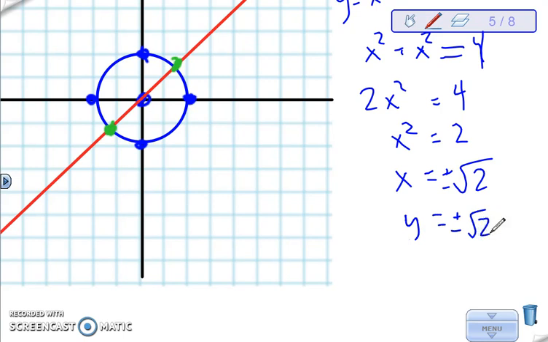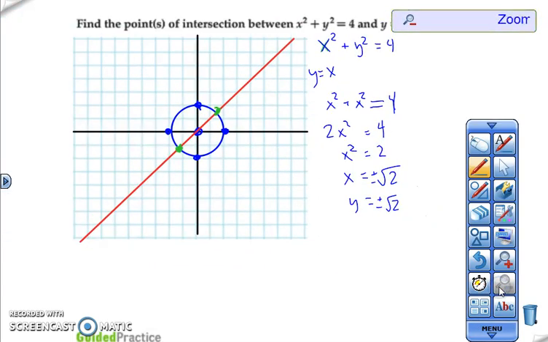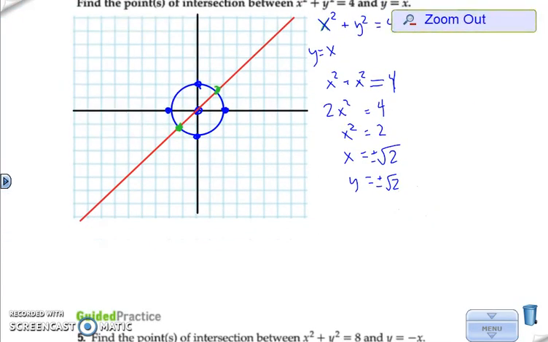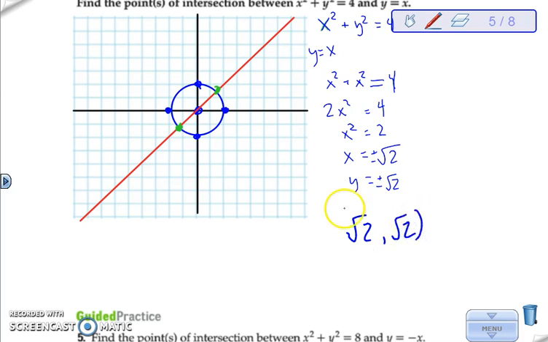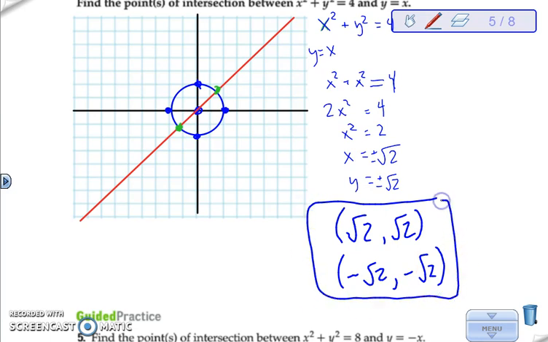And so now all we have to do is go back to our graph and figure out the exact coordinates of each spot. So if I notice the point in the upper right corner, both the x and y should be positive. So that's one point of intersection. In the bottom corner, the x and y are both negative. So those are our 2 points of intersection.